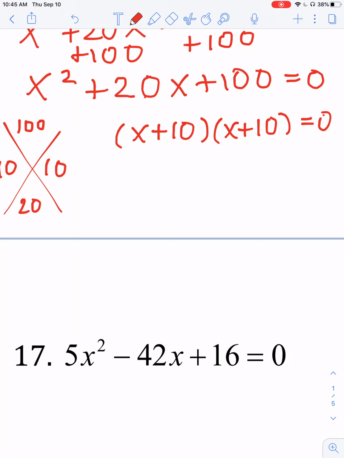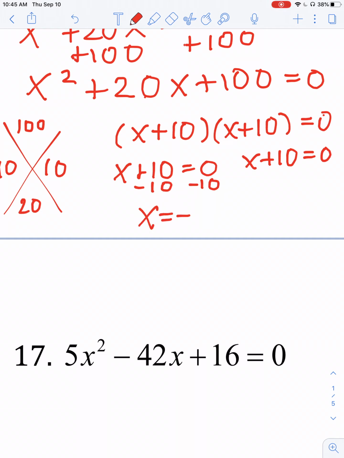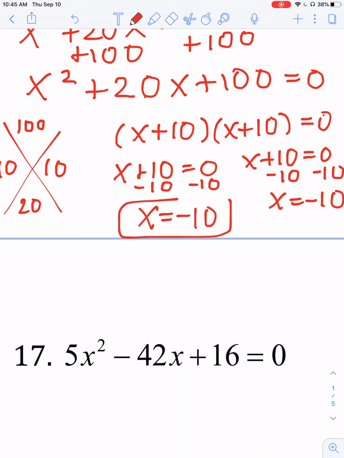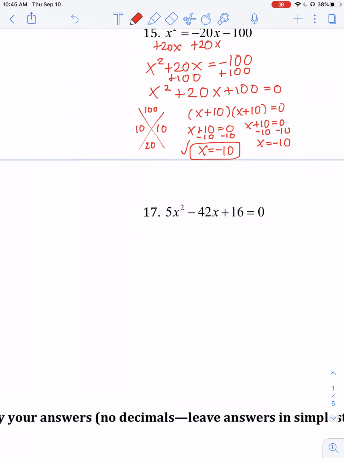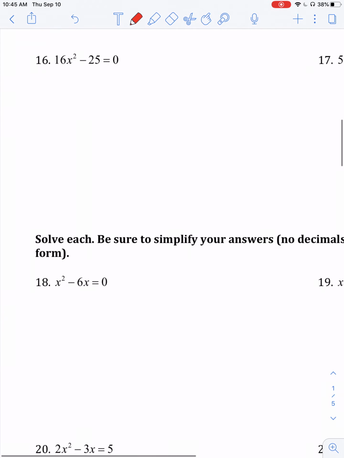Now when I solve this, I'm going to set each one equal to 0. And solving for x here, I'd subtract over 10, get x equals negative 10. And notice the second factor, these two factors are exactly the same. So they get me the same solution. So really, you don't even have to solve the second one. X equals negative 10 is your answer. This problem only has one solution. All right, let's look at number 16.